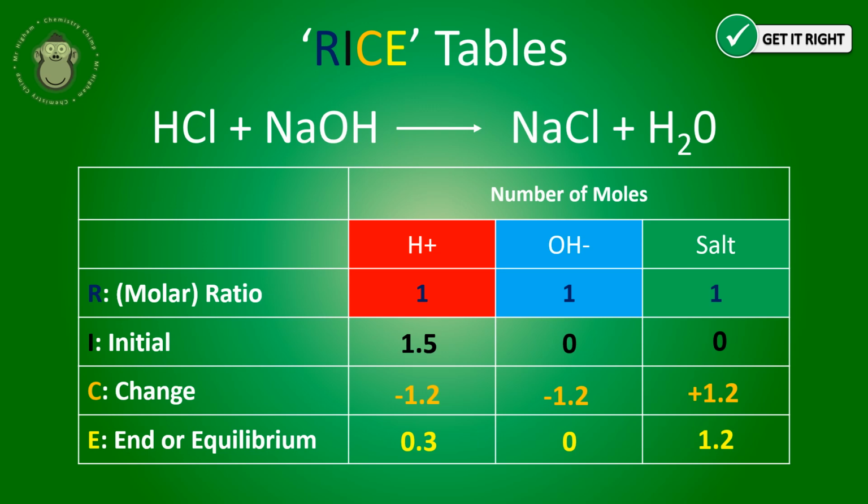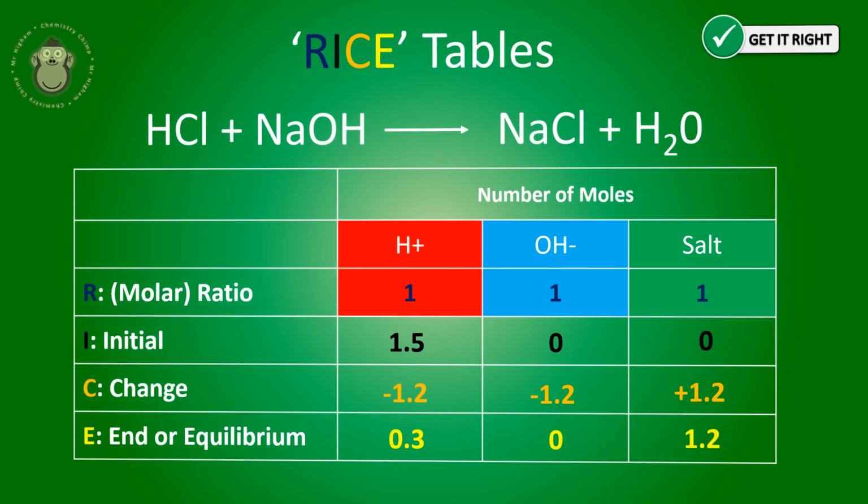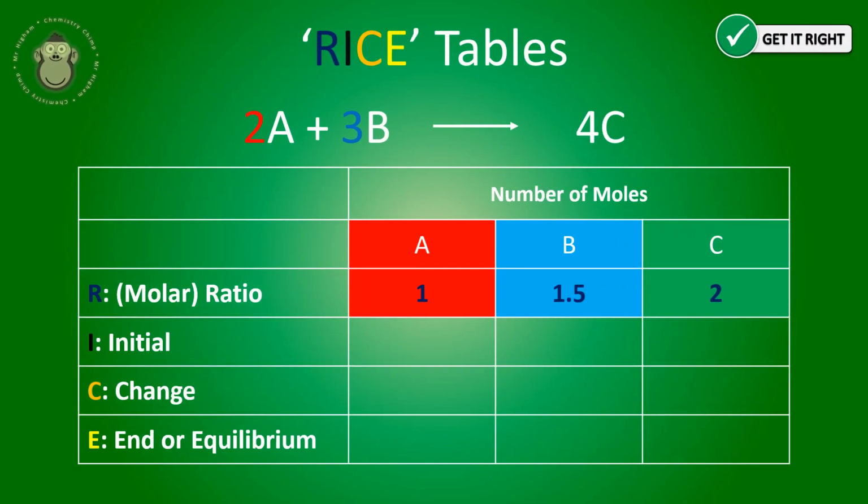We'll look at one more example, and it's a bit more complicated. Okay, so here's a slightly more complicated example. They don't really get much more difficult than this. Here I've used a generic A plus B equals C type equation, and I've used the molar ratios of 2 to 3 to 4, and I've simplified that down in the RICE table as 1 to 1.5 to 2. So the ratios are still the same. 2 to 4 is still 1 to 2, 2 to 3 is still 1 to 1.5.